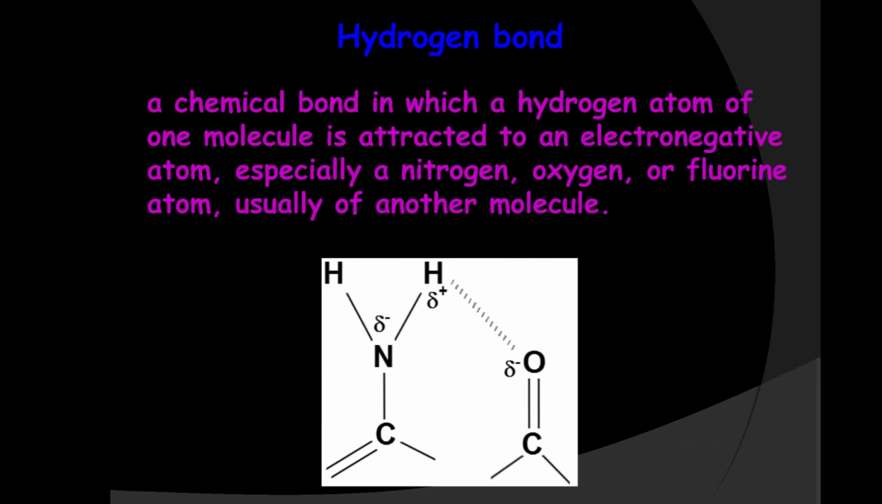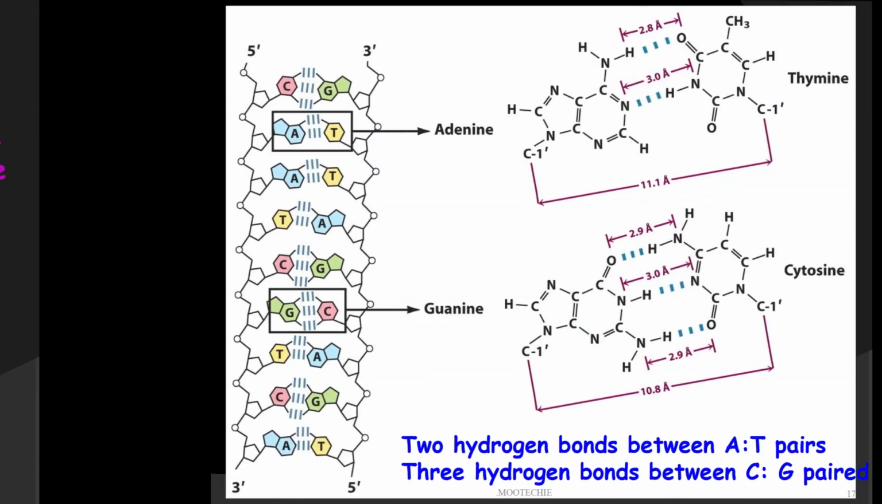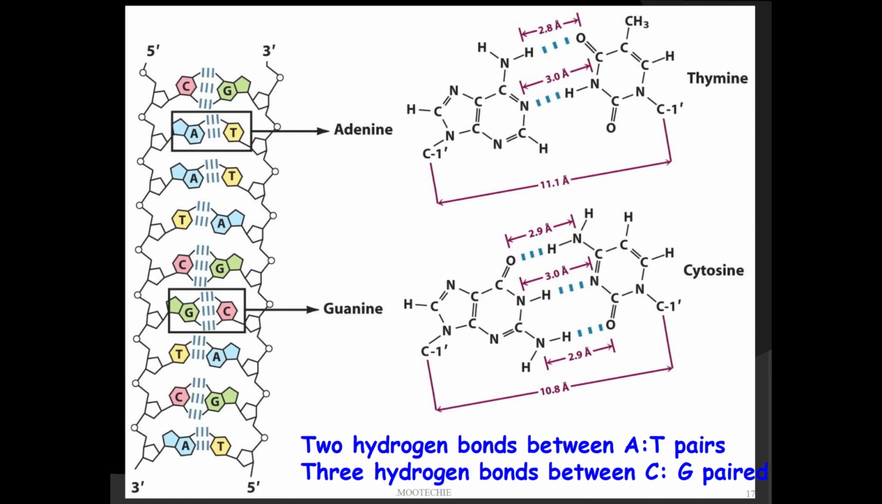A hydrogen bond is a chemical bond in which a hydrogen atom of one molecule is attracted to an electronegative atom, like nitrogen or oxygen, usually of another molecule. This bonding is specific. There are two hydrogen bonds between an A and a T base pair. And there are three hydrogen bonds between a C and a G base pair. This is why GC pairs are stronger and more stable than AT pairs.